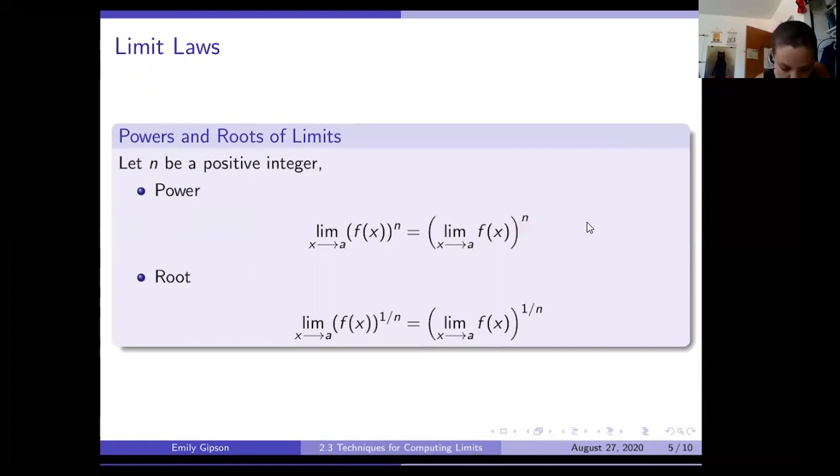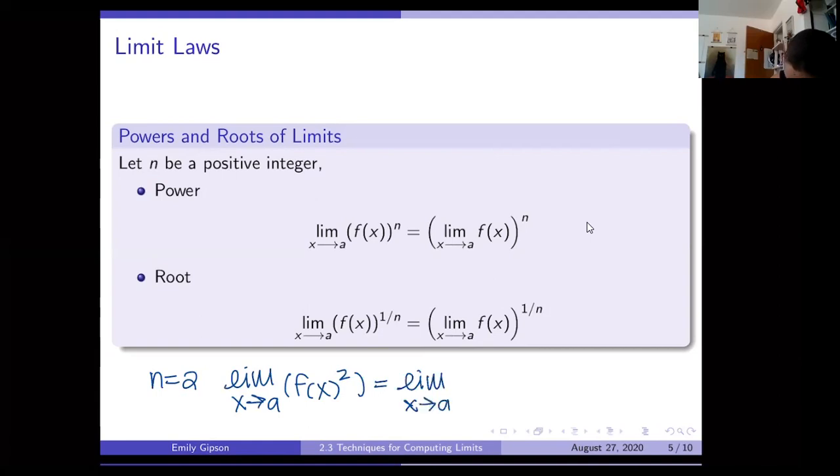And we know this to be true because if we see an example where n equals 2, and we say the limit as x approaches a of f of x squared, well, that's just the same as the limit as x approaches a of f of x times f of x. And we can break that down even further using our power rule or our product rule from previous.